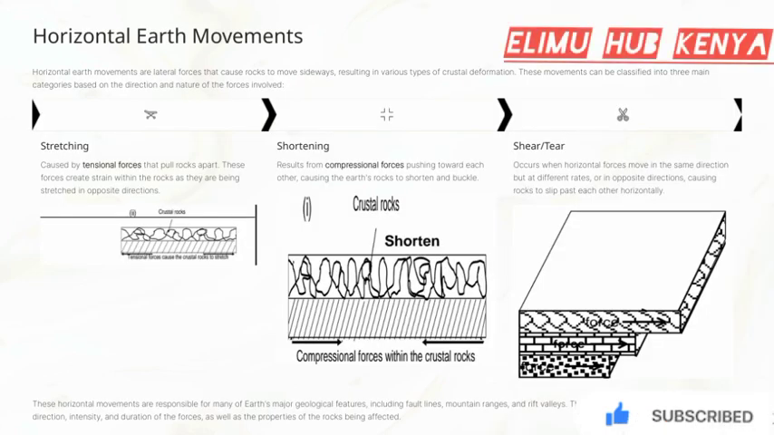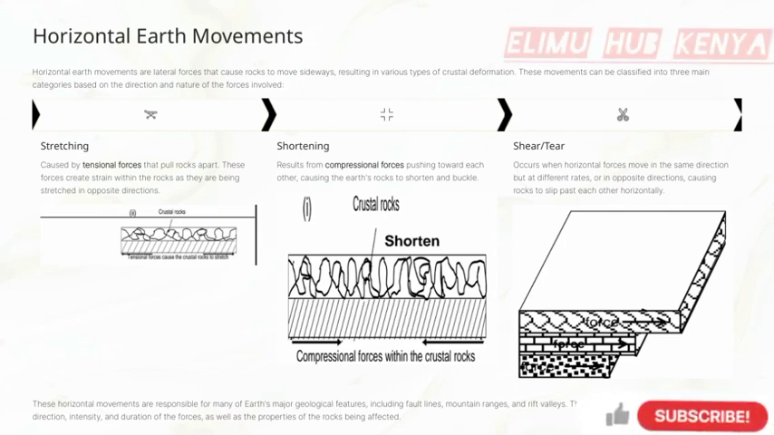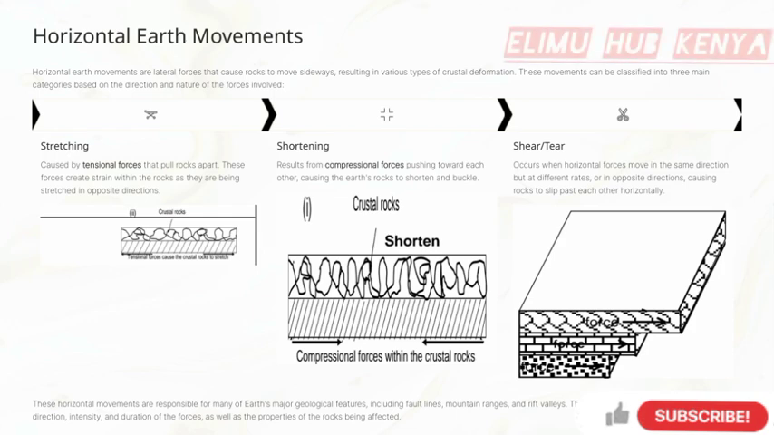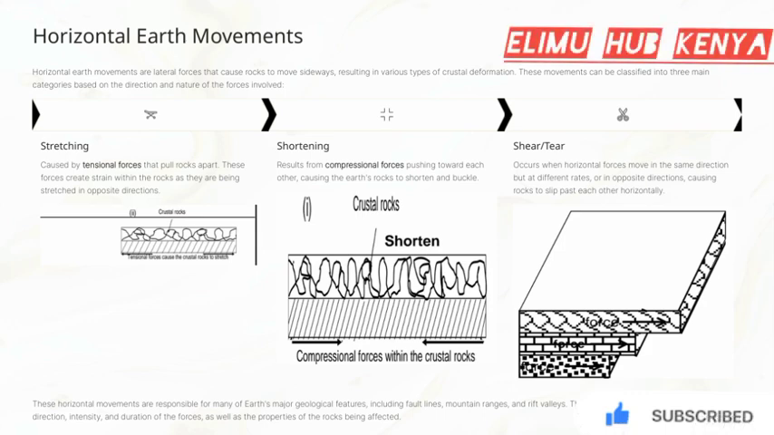Horizontal Earth movements are essentially lateral forces that make rocks move sideways rather than up or down. These movements lead to different types of crustal deformation, which shape much of our planet's surface. There are three main categories based on how the forces act and the direction they push or pull. First, we have stretching, which happens when tensional forces pull rocks apart. Imagine pulling on a rubber band. This creates strain within the rocks as they elongate in opposite directions.